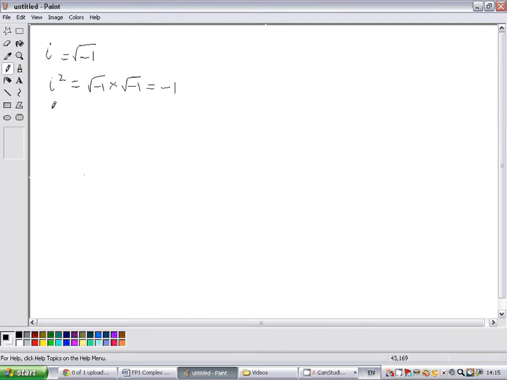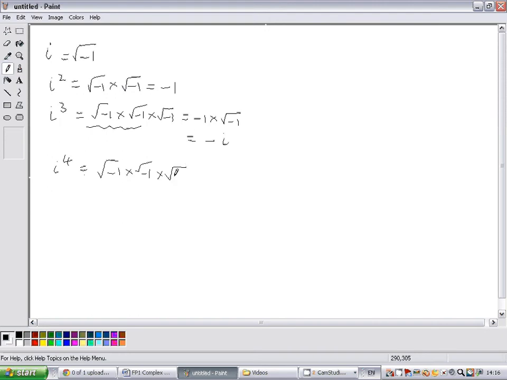i cubed is 3 of these multiplied together, and if you remember we did this in the last example. 2 of them combined to give minus 1. So you've got minus 1 times the square root of minus 1, which we write as minus i, because the square root of minus 1 is i. And then i to the 4 is 4 of these multiplied together. And if you remember, we did this in example 2, and that works out to be 1.